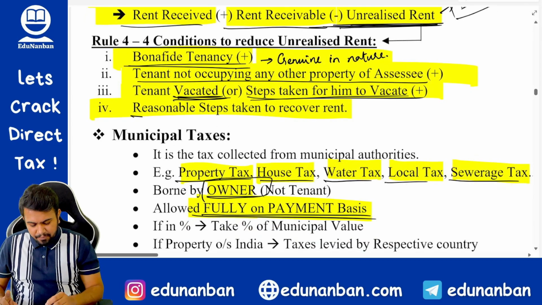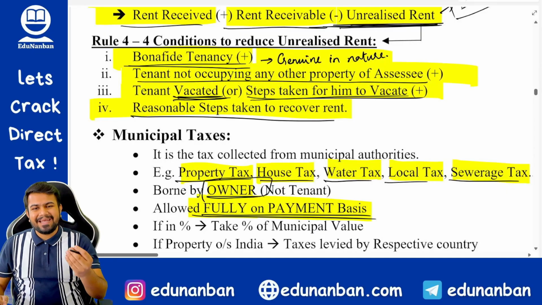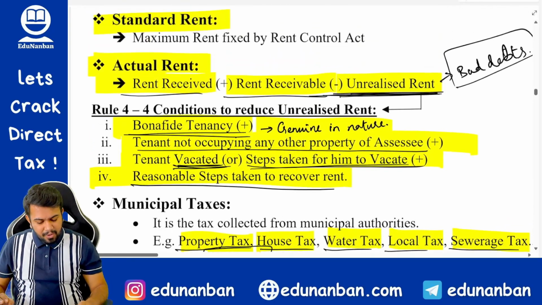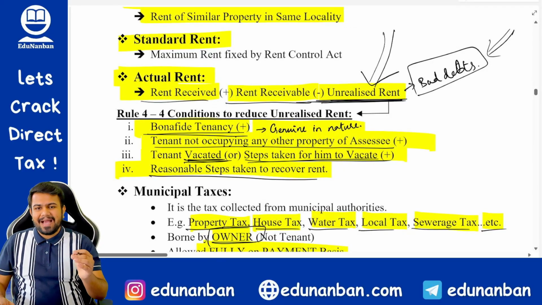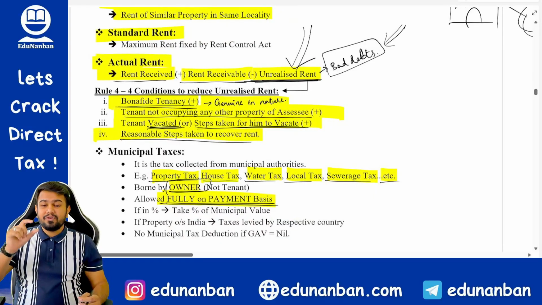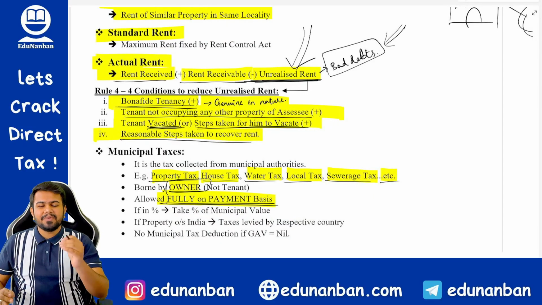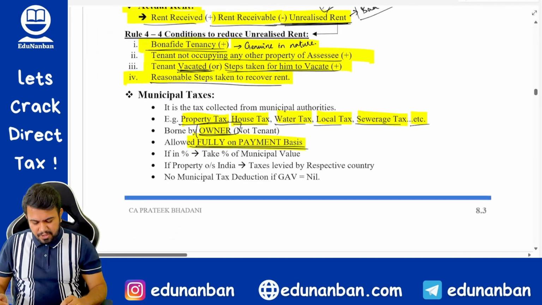And number 4, you should take reasonable steps to recover the rent, for example, sending a legal notice, etc. So if Rule 4 conditions are satisfied, only then the assessee can reduce this unrealized rent from the actual rent. Okay, wow. So now you have to compare expected rent and actual rent. Whichever is higher will become the gross annual value. Correct? From this gross annual value, you can reduce municipal taxes.